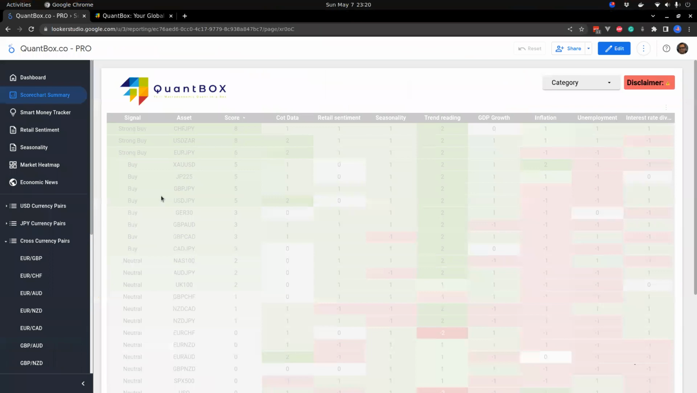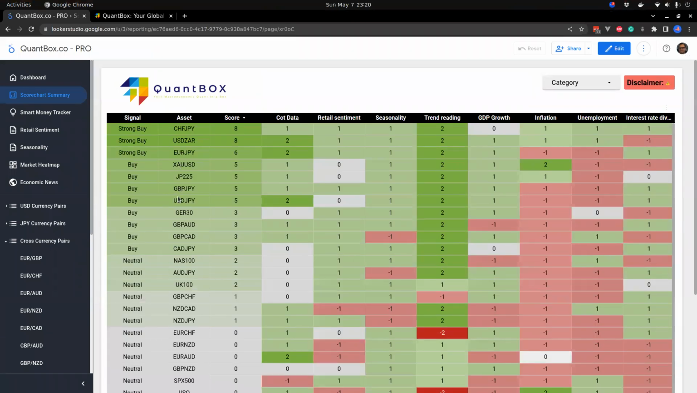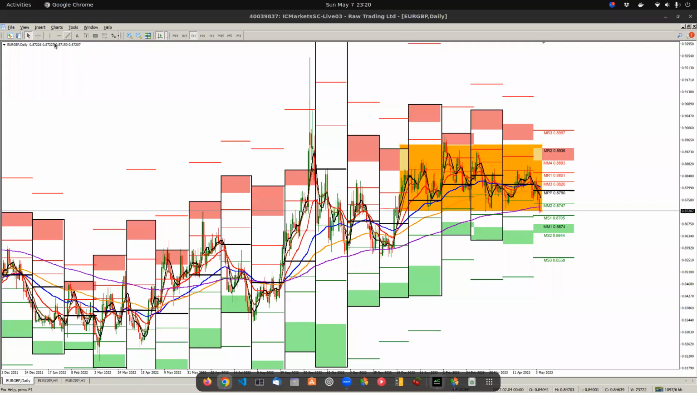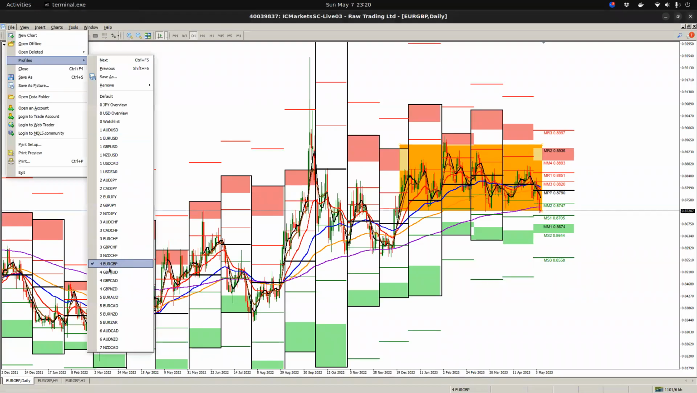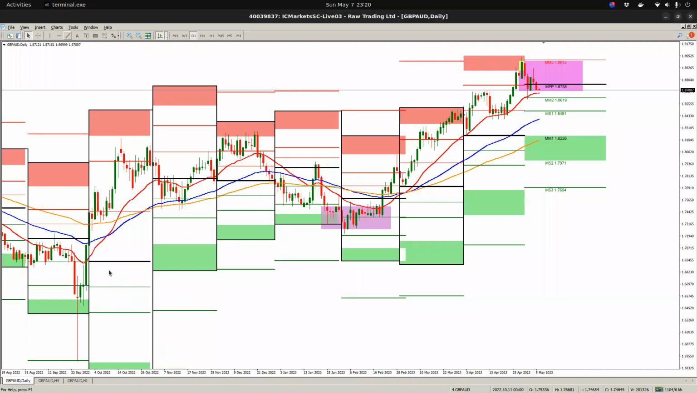Cool. And the majority of these guys here are also, let's have a look at our score chart summary over here. We can just see, let's take a look and see Pound Aussie and Pound CAD coming through bullish. Let's take a look at those guys. Pound Aussie, Pound CAD. So Pound Aussie. Now, in terms of buying this, okay, cool.